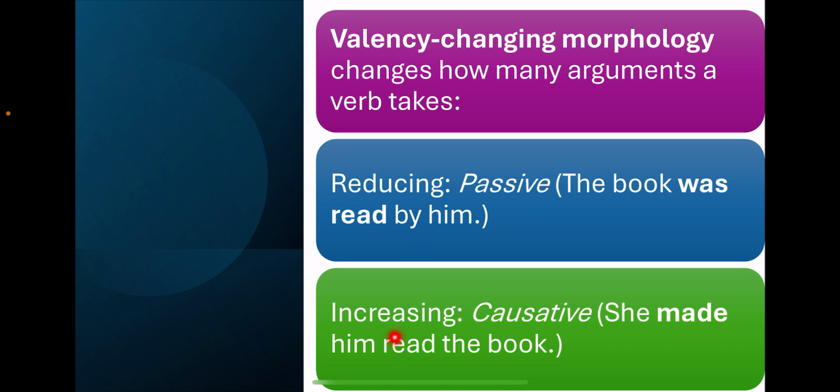Or sometimes this valency verb increases an argument. For example, when you have a causative verb, she made him read the book. So made is a causative verb and it increases the valency by an argument. She is one argument, here we have him as another argument, and the book is added to this valency.